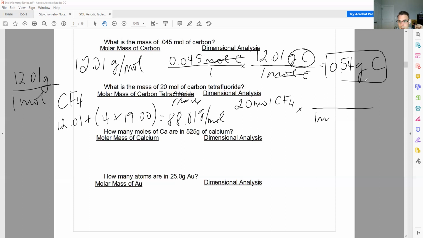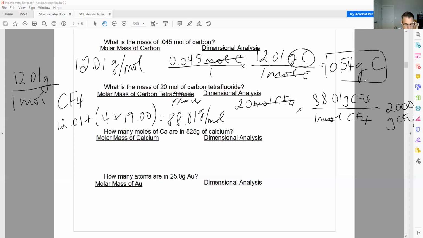And then I'm going to do, okay, I got 1 mole of CF4, and CF4 goes on the bottom, so it can cancel out with CF4 on the top. And then we do our 88.01 grams of CF4. And then we just get our final answer, which will be, with the correct number of sig figs, 2,000 grams of CF4. Okay, because 20 only has 1 sig fig.